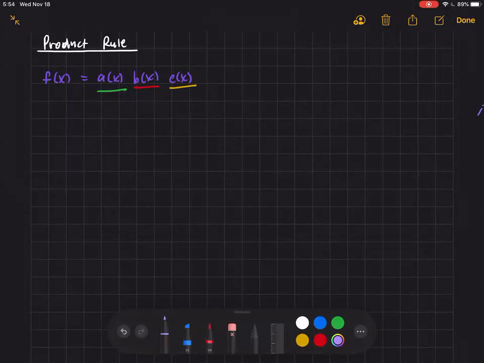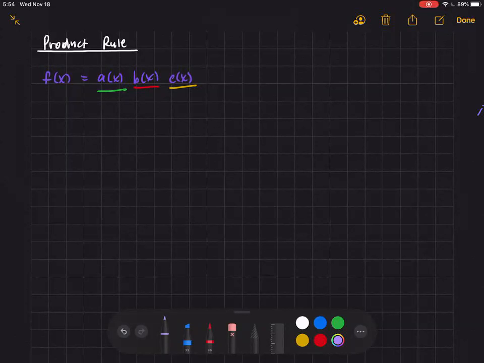Okay, first thing we want to talk about is product rule. So product rule applies to functions that are products of other functions. So I have one function multiplied by another function multiplied by another function, so on and so forth, right? So here I have some arbitrary function f of x, and f of x equals a sub x times b sub x times c sub x, where a, b, and c are some other functions of x.